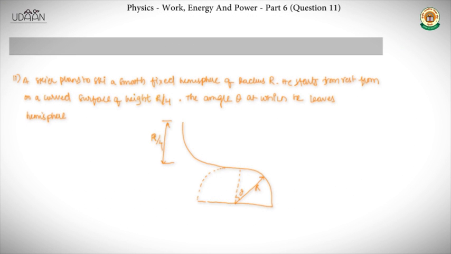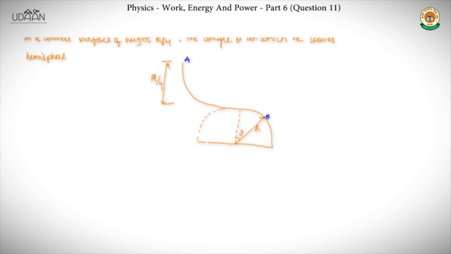So let's look at the problem statement for question number 11. A figure is shown below. It says a skier plans to ski on a smooth fixed hemisphere of radius r. He starts from rest from a curved surface of height r by 4. We need to find the angle theta at which he leaves the hemisphere. In this case, first let us take the initial position as A, and where the skier leaves this hemisphere as B.